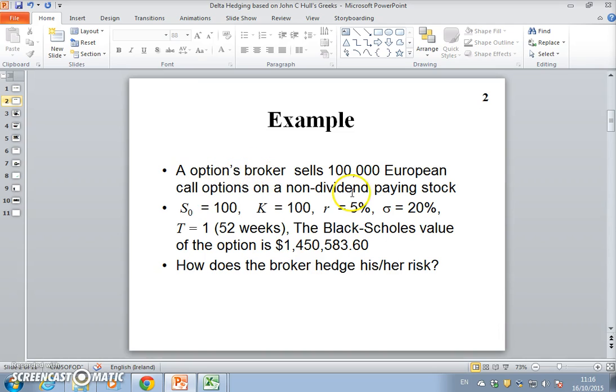How does an option broker hedge an option position? So if we had sold 100,000 call options, how would a trader hedge his option position, the short option position? Now, delta hedging is important.